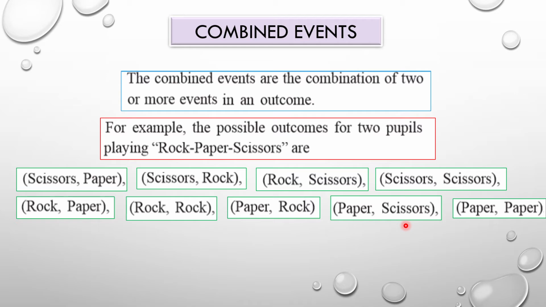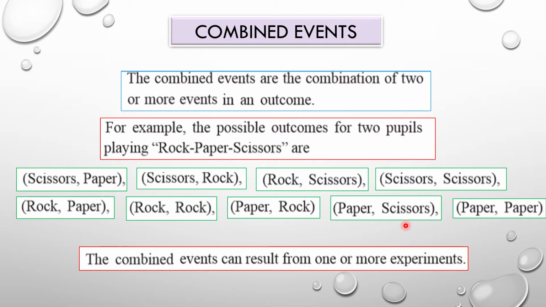Okay, so the first one can be filled with 3 options. That will be rock, paper or scissors. Now for the second box, again you can put in rock, paper or scissors. That means another 3. So 3 times 3. So altogether you have 9 possible outcomes.